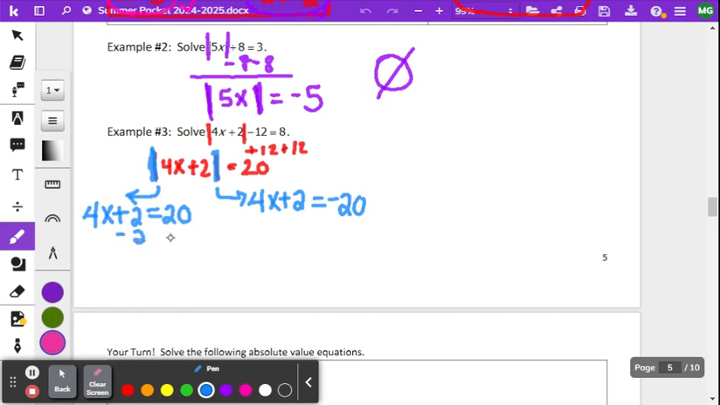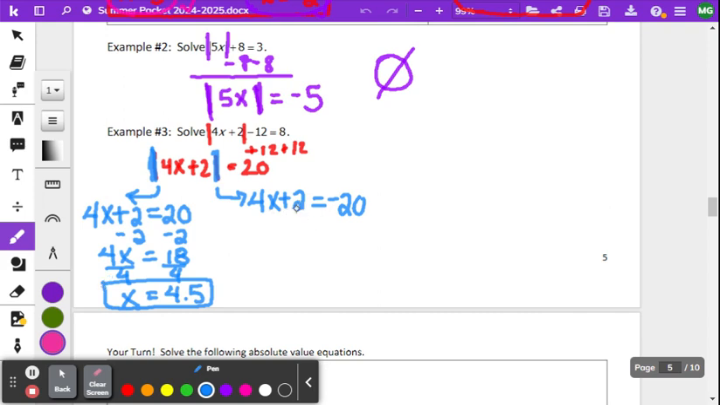So we will subtract 2 from each side, giving us 4x equals 18. And then divide by 4, divide by 4. We get x equals 4.5. Okay, we'll test that in a minute.